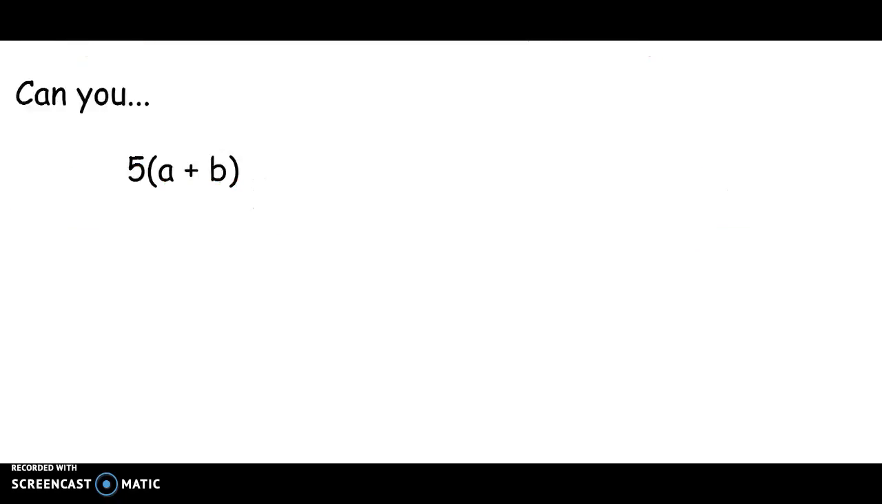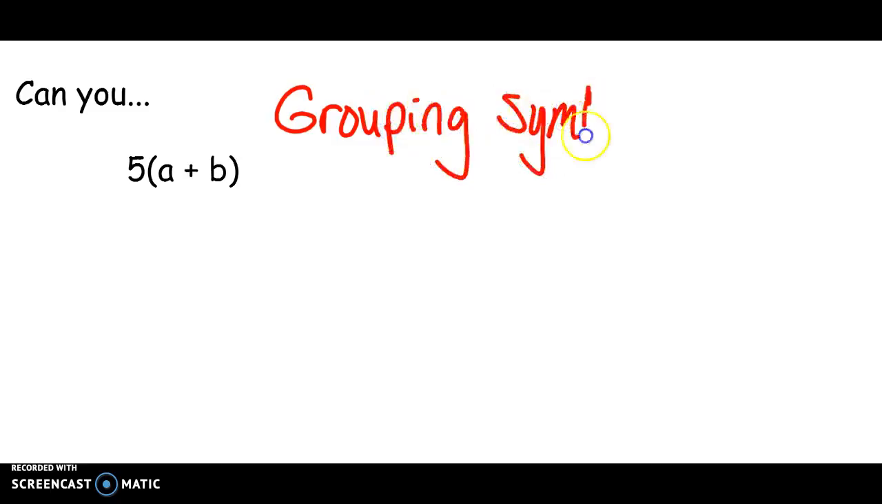Now it says, can you simplify 5a plus 5b? Well, looking at it as is, there's 2 ways of doing this. Because of grouping symbols and the order of operations, this is actually, as it is, 1 term, believe it or not, because really you have 5, and then you have a plus b, and they're being multiplied together, so that's 1 term.